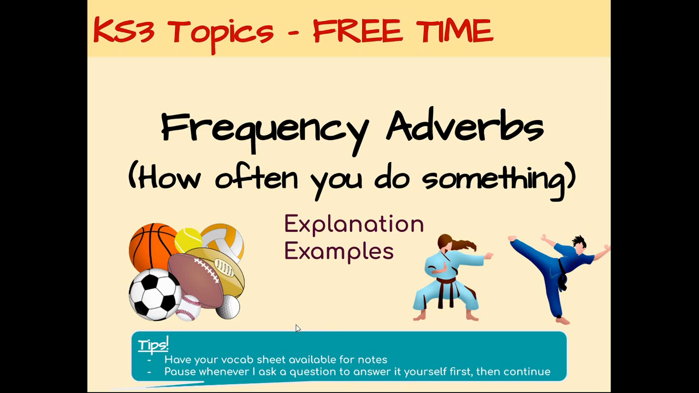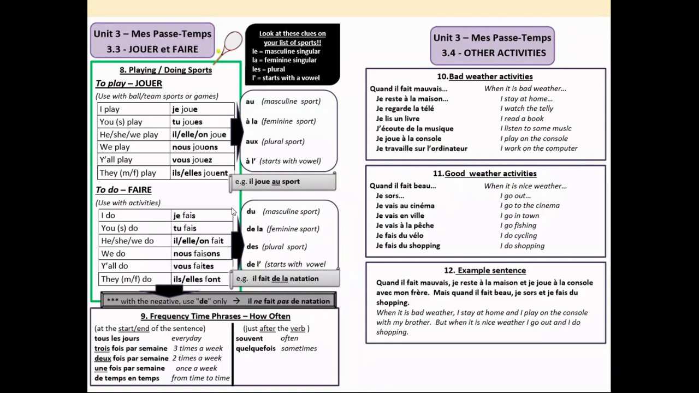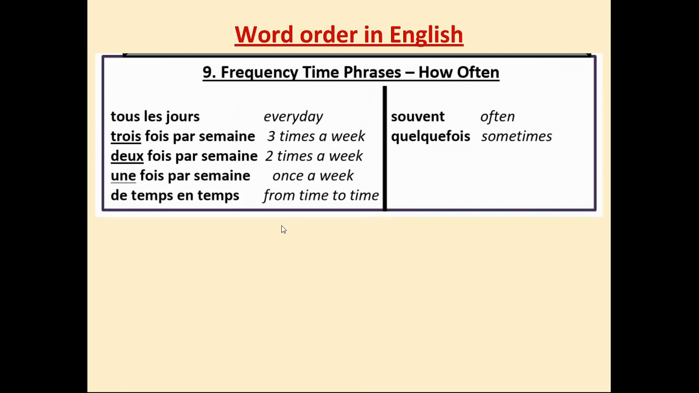So let's begin. The vocab sheet that you have has two sides. So this is the back side. The list of frequency time phrases, frequency adverbs, are here, and they're the ones we're going to be using today. So firstly, let's have a closer look at them. You can see that they're divided into two sides. We've got words like every day, etc., and we've got words like sometimes and often.